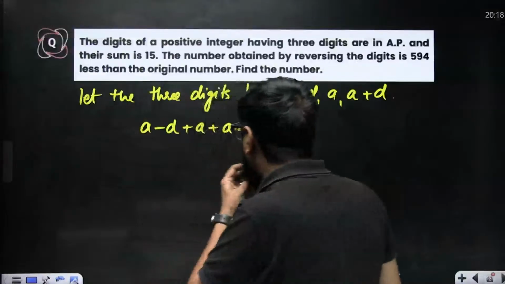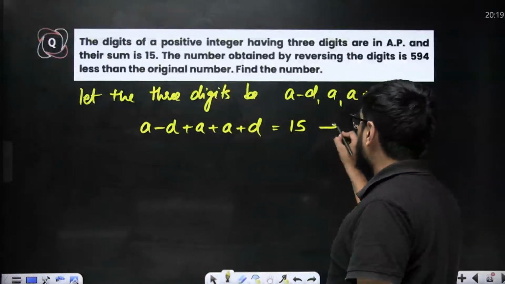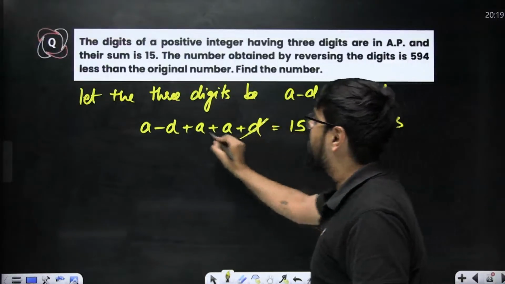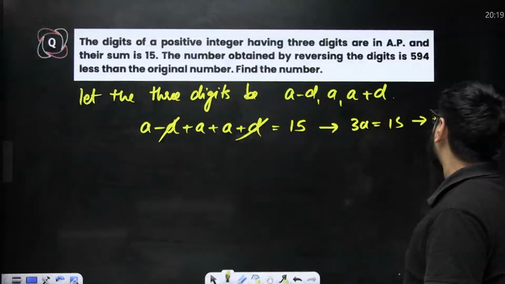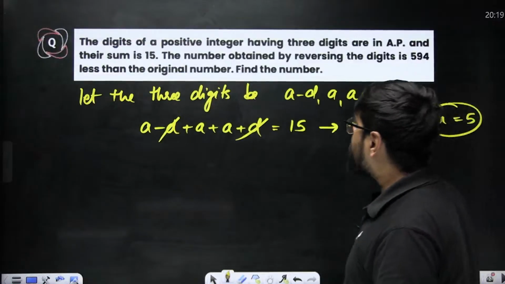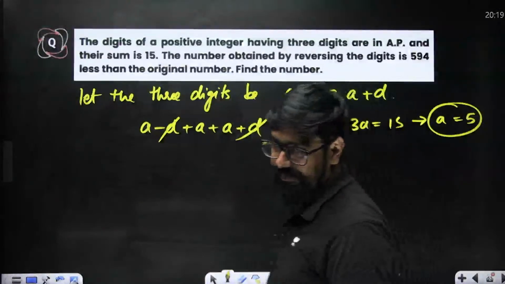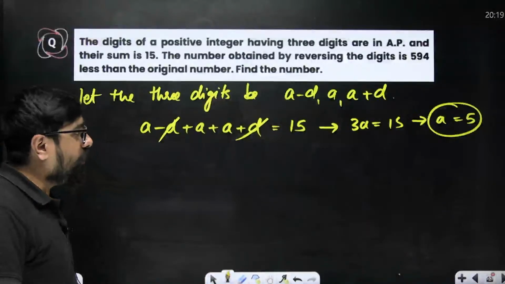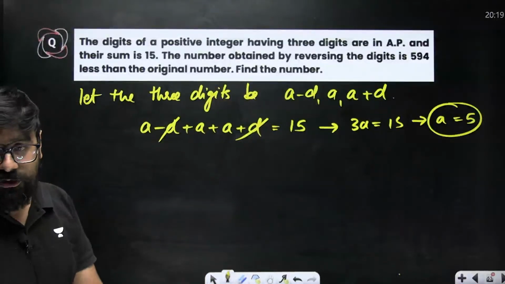When I do this, I directly get 3a equal to 15, because minus d and plus d get cancelled, and I can directly say that a is equal to 5. That means the middle digit is 5. This actually solved my problem a lot.